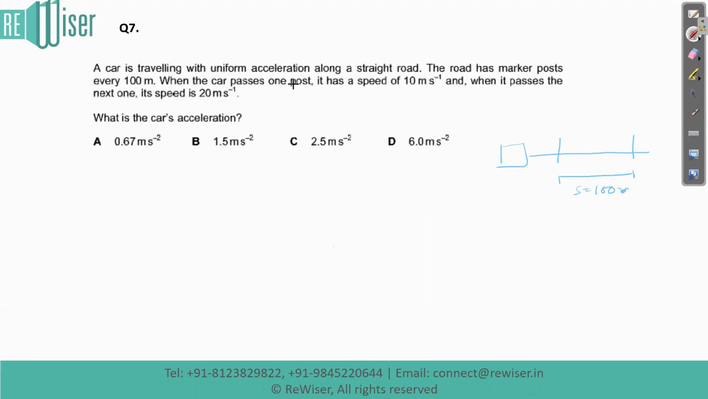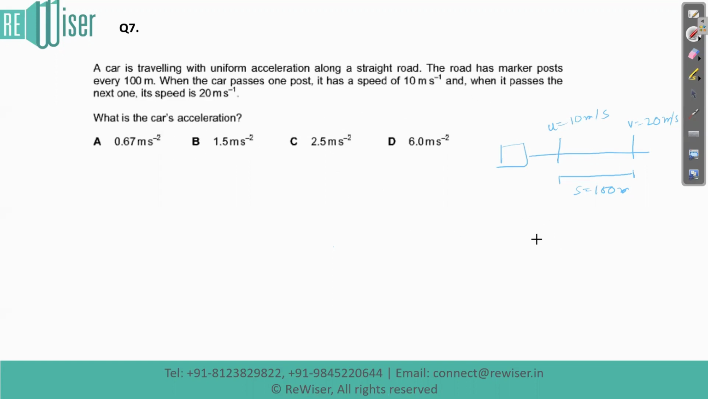When the car passes one post, it has a speed of 10 meters per second. So here the initial velocity is 10 meters per second, and when it passes the next one, its speed is 20 meters per second. So the final velocity is 20 meters per second. Now they're asking what the acceleration is.